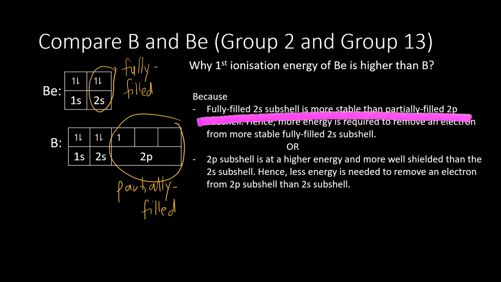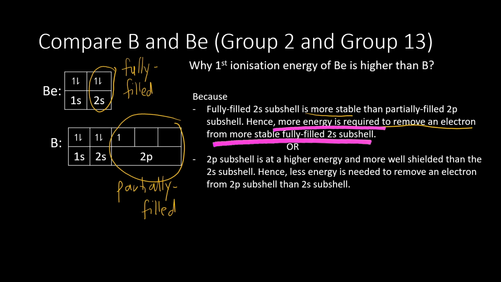The fully filled 2s subshell is more stable than the partially filled 2p subshell. Hence, more energy is required to remove an electron from the more stable fully filled 2s subshell than the less stable partially filled 2p subshell.